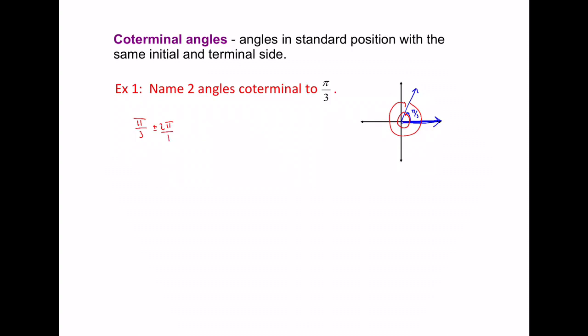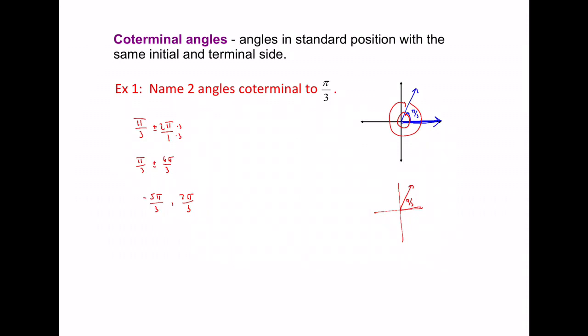So find a common denominator, so that's pi over 3 plus or minus, times the top and bottom by 3, so that'd be 6 pi over 3. So pi minus 6 pi is negative 5 pi over 3, and then pi plus 6 pi is 7 pi over 3. So those are 2 angles that are coterminal to pi over 3. But it still gets you back to that angle right here. So that still represents pi over 3 radians.